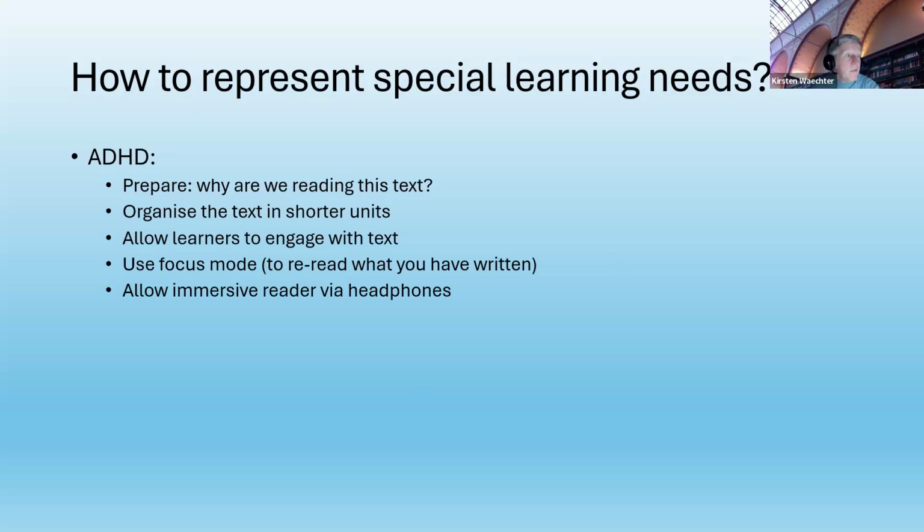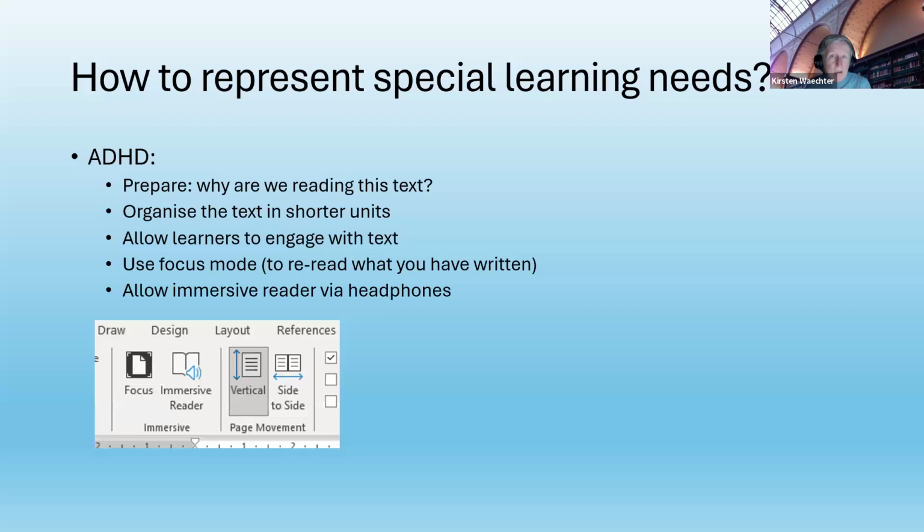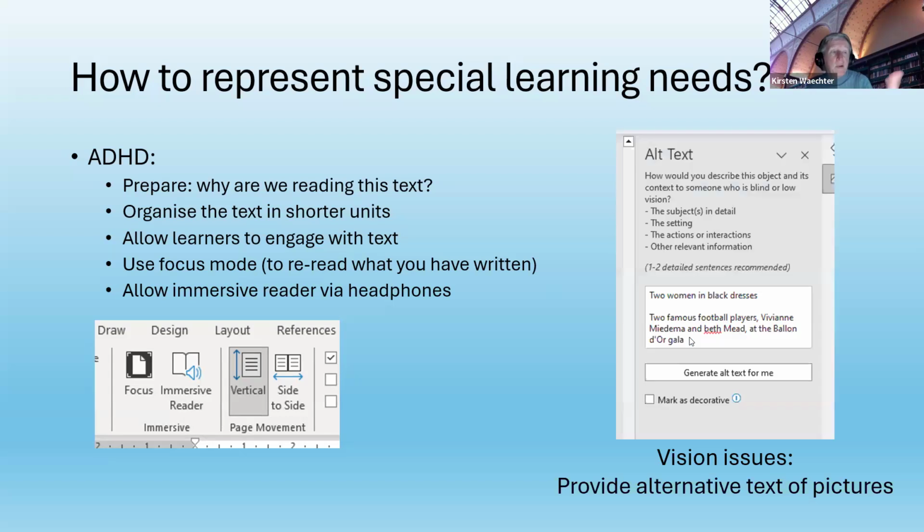You can use focus mode when you work with Microsoft Word, so they can actually do special reading, or they can have the text read out to them if they use headphones, so immersive reader. If you give them a text in Word, you have, for example, alternative text. So if people can't see a picture or something like this, then they can actually get the alternative text generated. Microsoft Office now has a lot of special features where you can go to make things more inclusive if people have neurodivergent things.